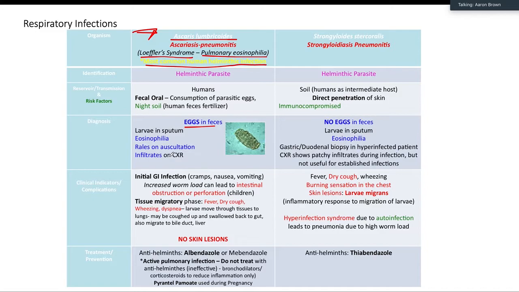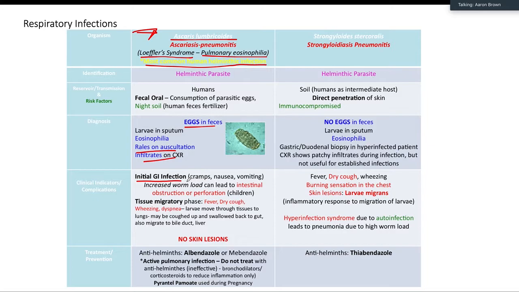Rales on auscultation, infiltrates on chest x-ray. Initially, we're going to have a GI infection. Ascaris lumbricoides, rather than creating one giant worm, tends to create lots of little worms, okay? And you can end up having a worm ball in your GI tract, right? Yummy. I hope you all have had lunch already. And so having this high load of worms can lead to obstruction or perforation.